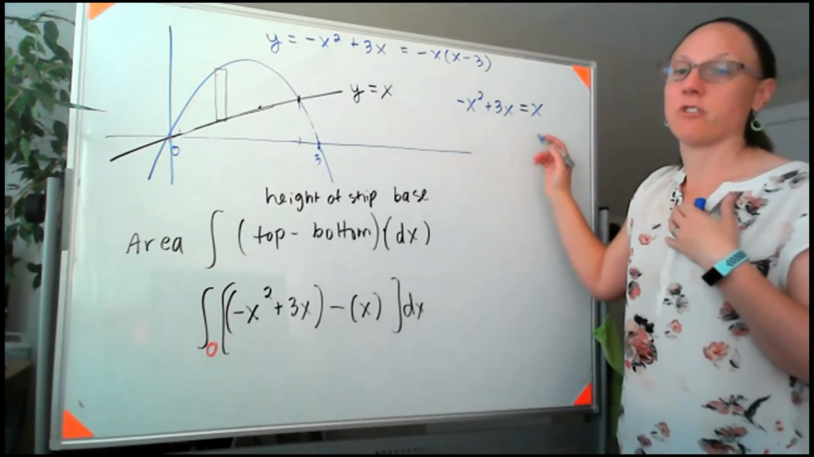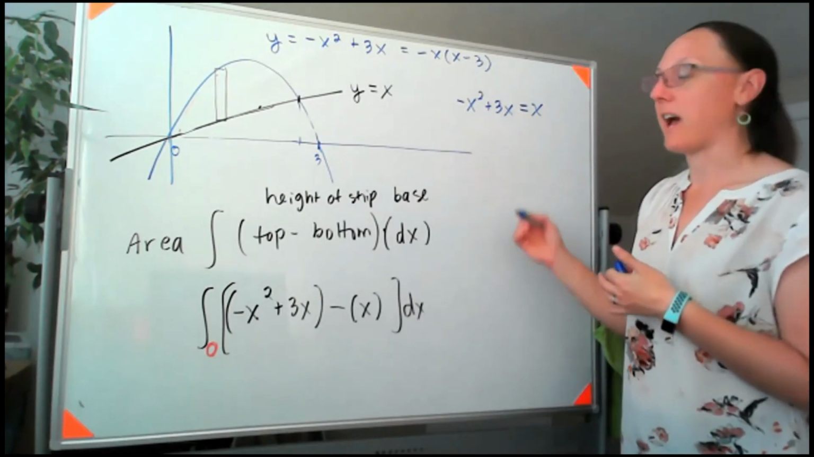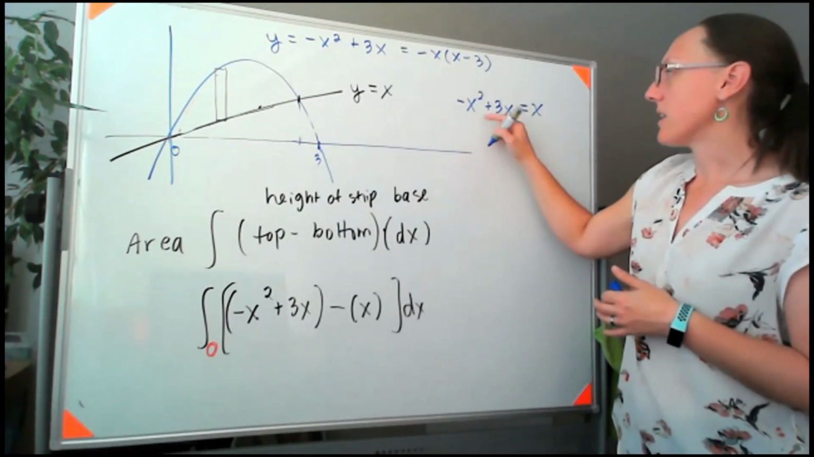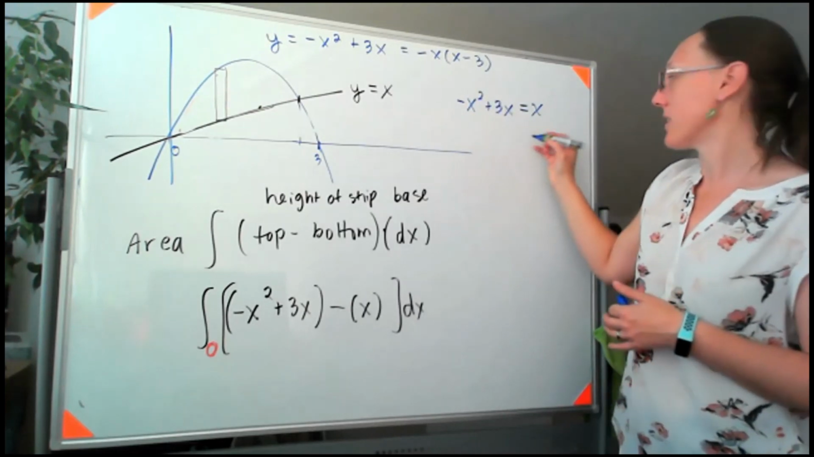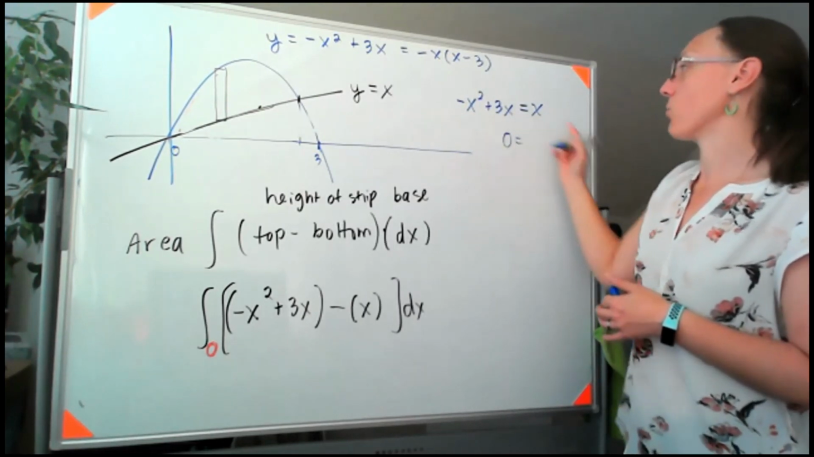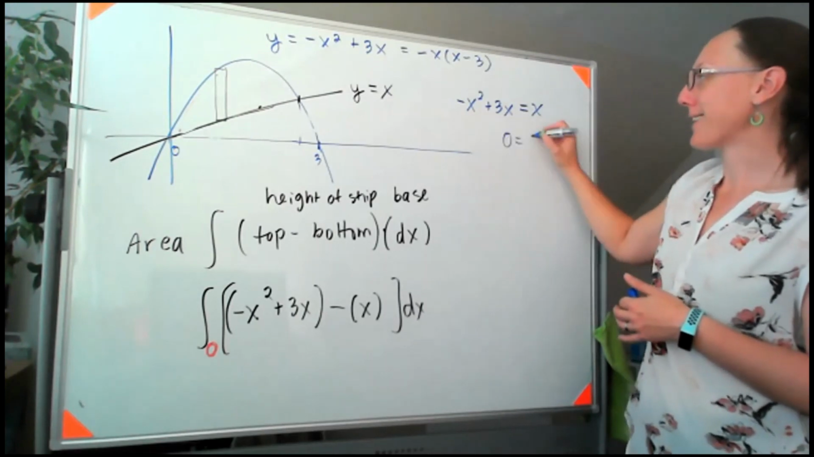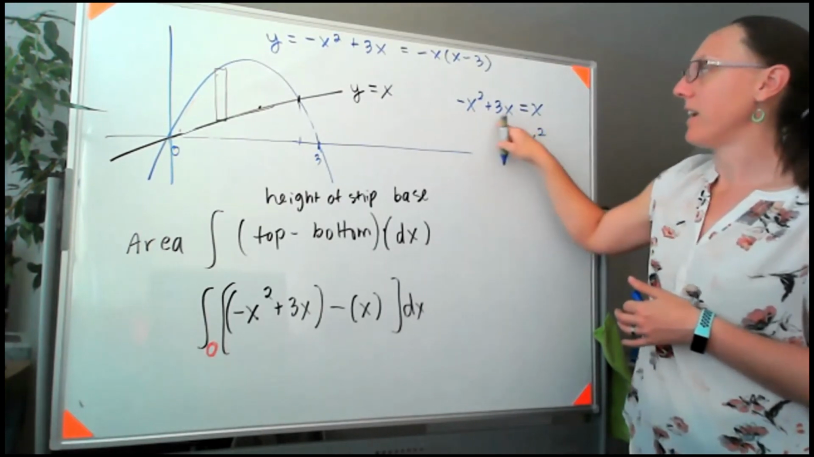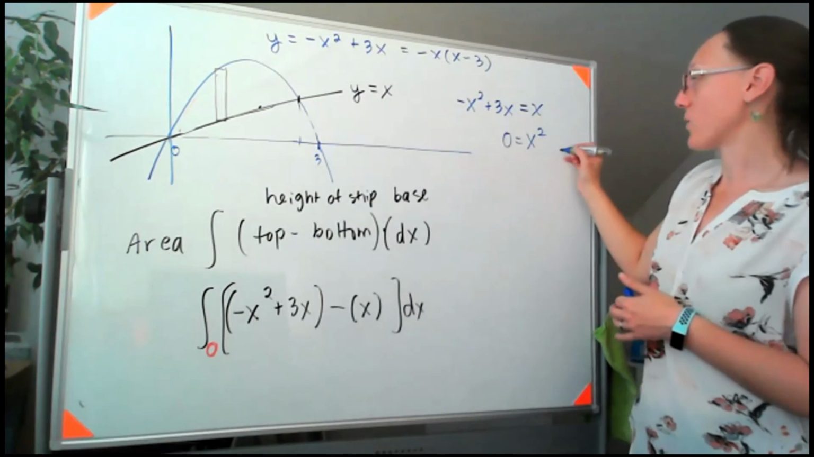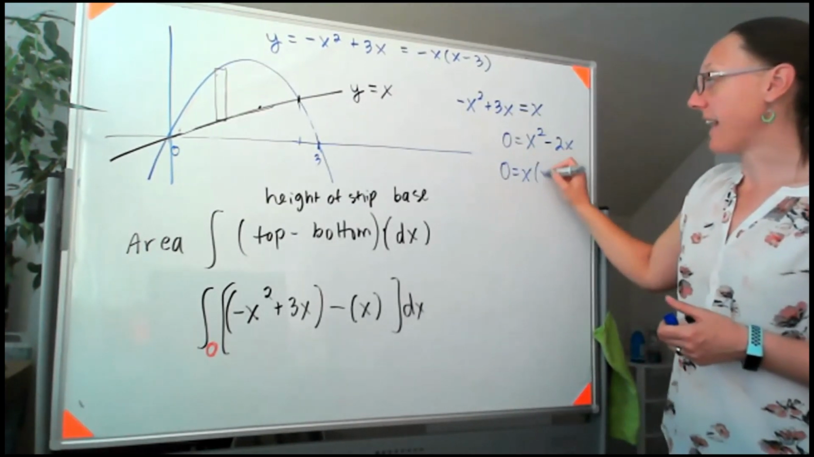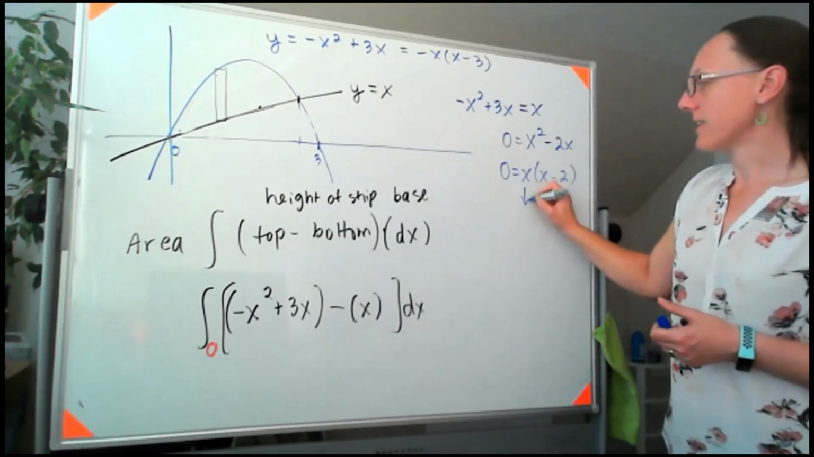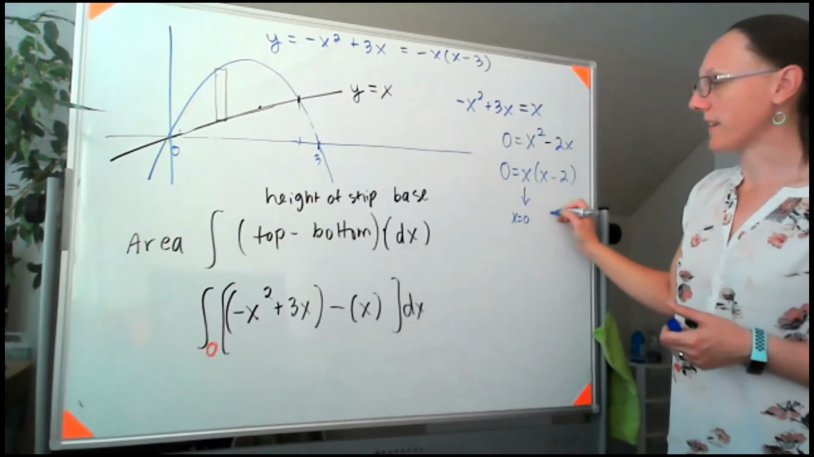Personally, if I've got a quadratic, I'm going to get a 0 on one side. And I never like to factor with negatives in front of my x squareds. So I'm actually going to push everything to the right-hand side. So if I add the x squared over, I'll have x squared. When I subtract the 3x from x, I'll have negative 2x. I can factor an x out and say these are going to intersect when x equals 0.